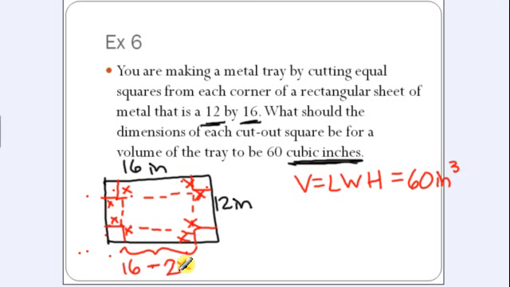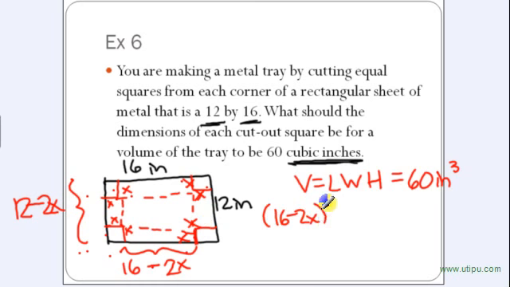Then the width of the rectangle started out as 12 inches, but we're taking away x from both sides as well, so 12 minus 2x would be our width. And then the height is just going to be x, because that's the amount that we're folding it up. So I have a volume equation of length, 16 minus 2x, times width, which is 12 minus 2x, times the height, which is x, and I want that to equal 60.